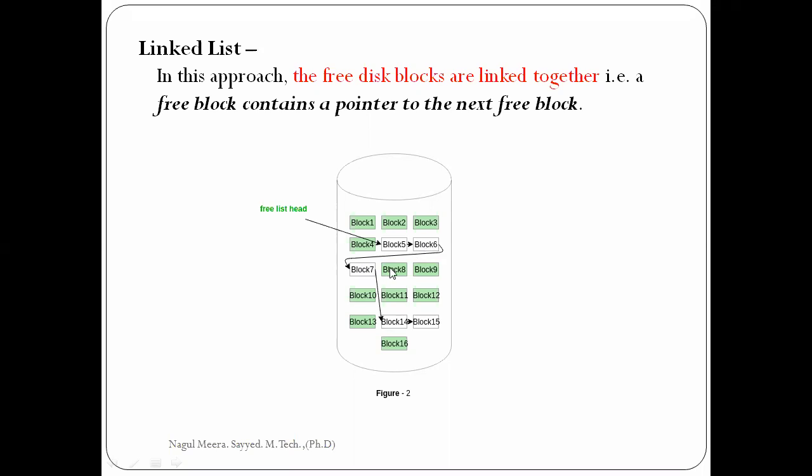Blocks 8, 9, 10, 11, 12 and 13 are not empty. Block 14 is again empty. So this 7 is directly linked to 14, because it is also empty. Then 14 is linked to 15, because that is also empty. In this way, all empty blocks are linked together in this linked list notation.